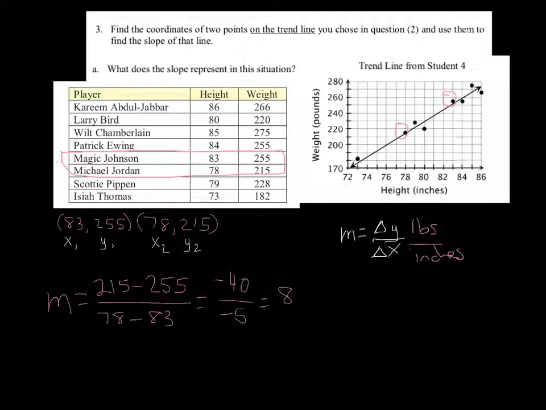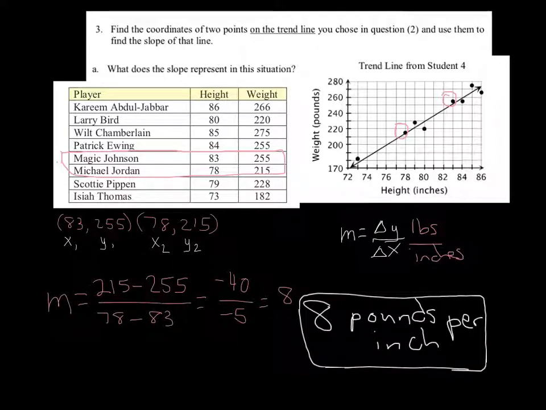Just because it was a nice integer answer doesn't mean it always has to be. And we're always going to just crunch this down to some number over 1. Then keep in mind that slope is changing y over changing x, so the units are very critical now in interpreting data, and this is where it gets tough. Y units are pounds, x units are inches. So when I look at this, this is 8 pounds per inch.